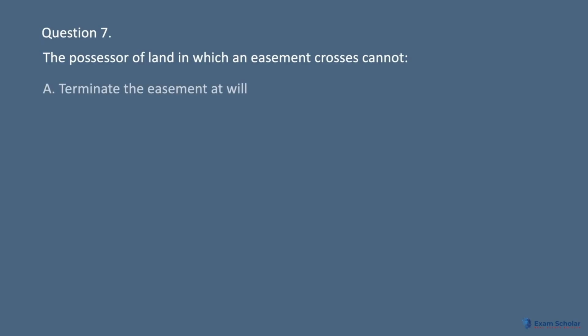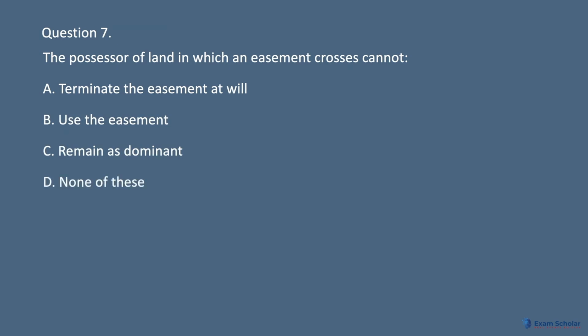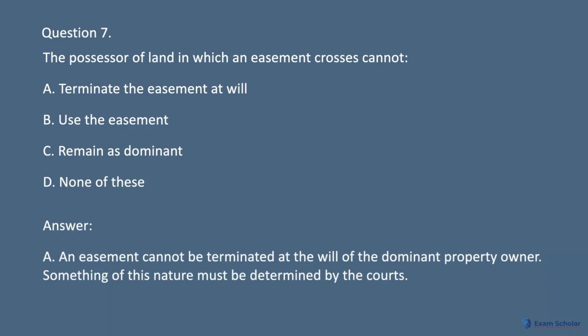Question 7. The possessor of land in which an easement crosses cannot A. Terminate the easement at will. B. Use the easement. C. Remain as dominant. D. None of these. Answer. A. An easement cannot be terminated at the will of the dominant property owner. Something of this nature must be determined by the courts.